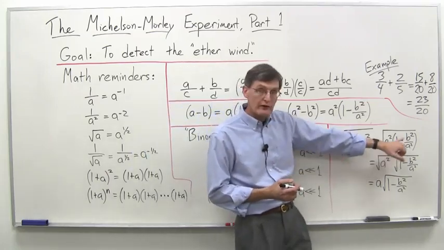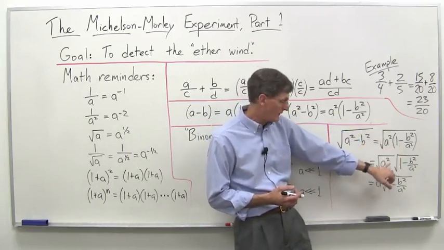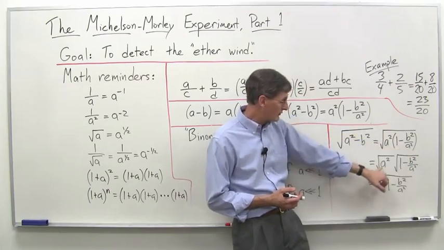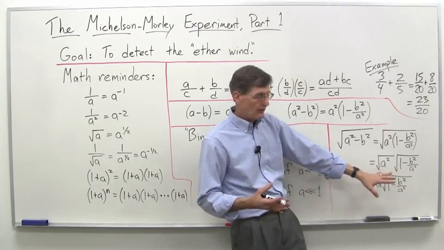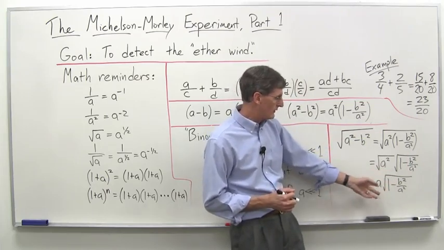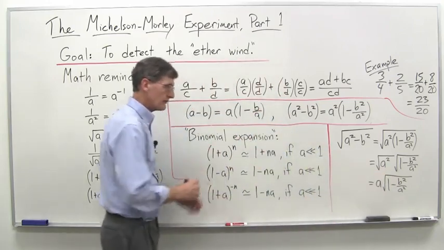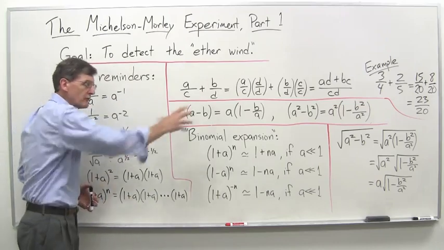We have a squared times 1 minus b squared over a squared. So that's the same as the square root of a squared times the square root of 1 minus b squared over a squared. And the square root of a squared is just a. And we're assuming here that a is a positive number. We're dealing with positive quantities here. And then that leaves us the square root of 1 minus b squared over a squared there. So a little bit of simplification there. Most of that we did in our math review.